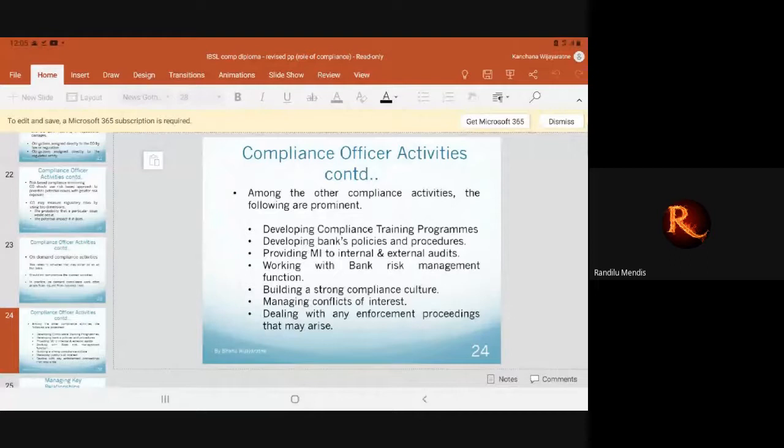So, managing conflict of interest is something that comes on the plate of compliance. You need to make sure that conflict of interest is duly addressed by the bank. How do you do that? By following the governance regulations and the requirements and the international best practices. Example, related party transactions. There are several requirements that the bank needs to comply with in connection with related party transactions.